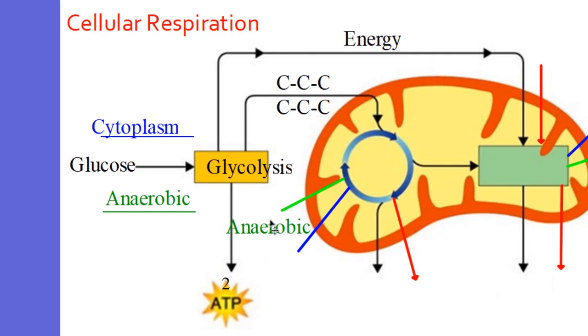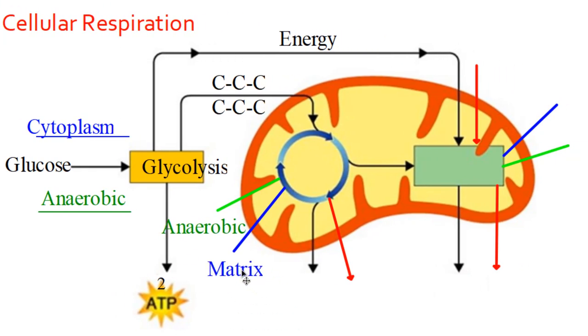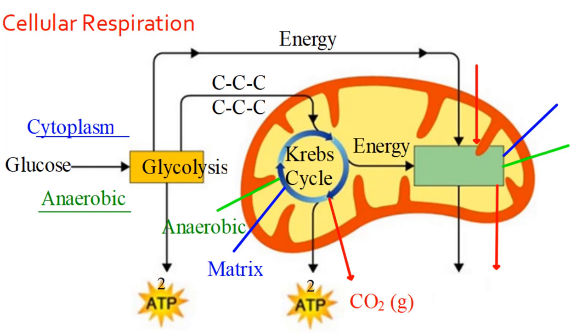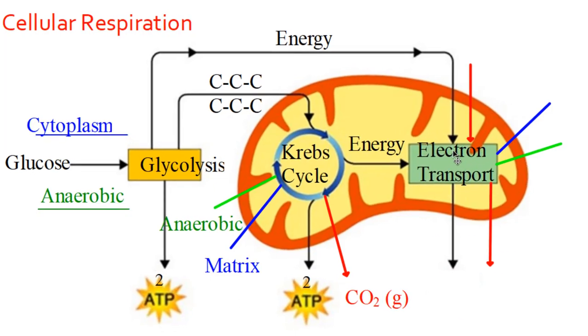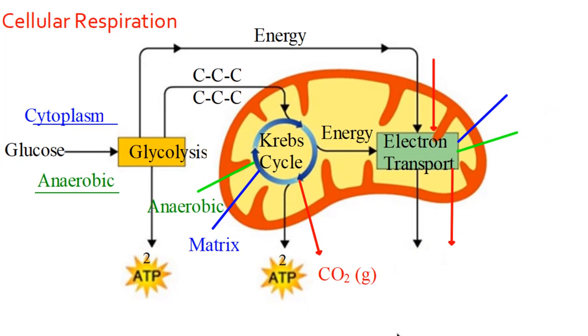And then in the anaerobic process in the matrix, we call that the Krebs cycle. That was stage 1. And what did the Krebs cycle make us? It made us 2 ATP molecules. It made us a bunch of carbon dioxide, 6 carbon dioxide molecules, and a lot of energy for stage 2. Stage 2 is called the electron transport, which will be about today's video.